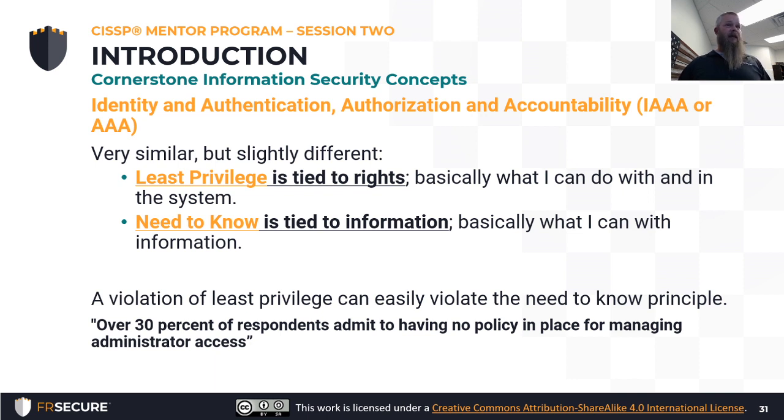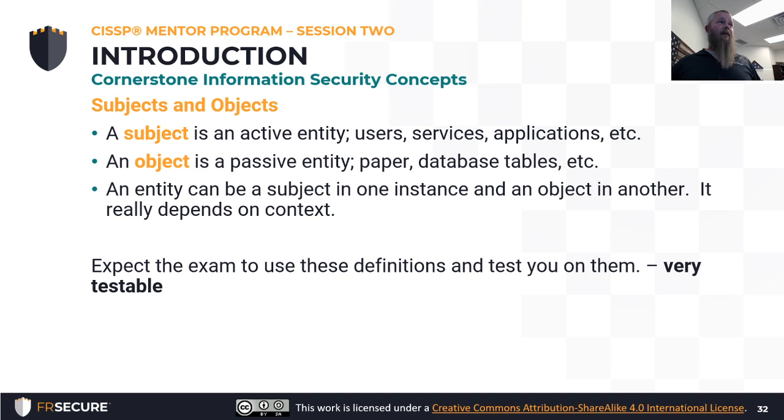Violation of least privilege can easily violate the need to know principle because I can change access rights, right? If I have elevated access to a system or excessive privilege on a system, oftentimes that leads to me being able to change access to files and violate the need to know. That's what that's about.